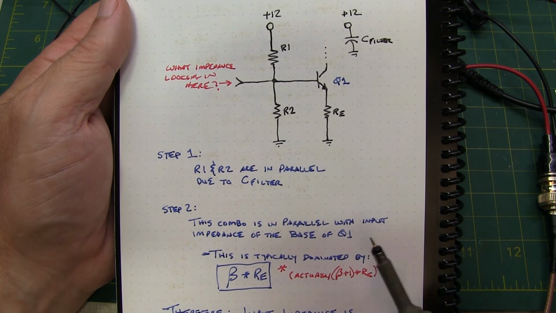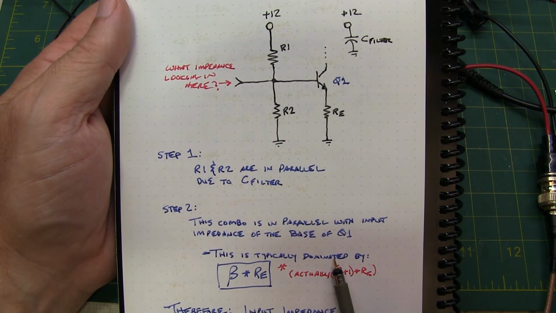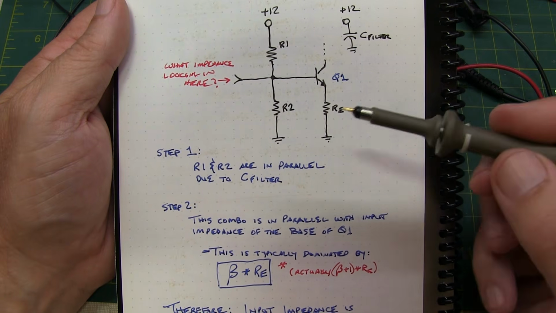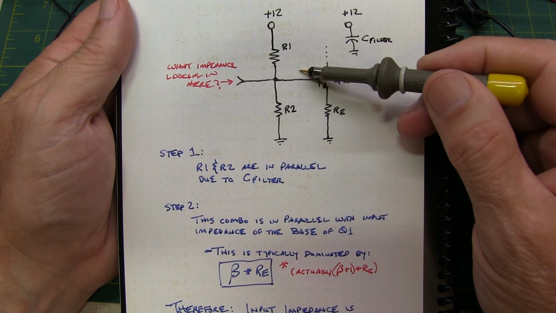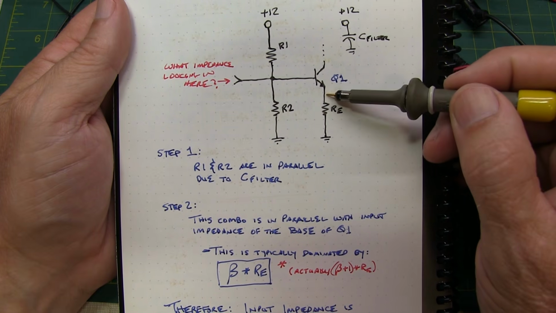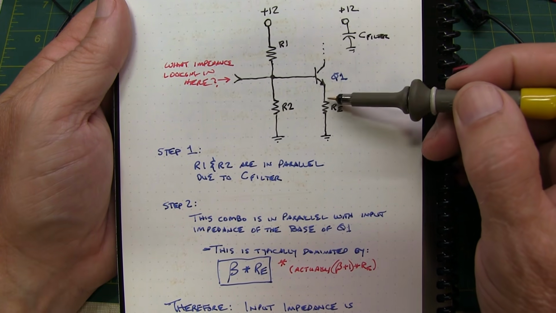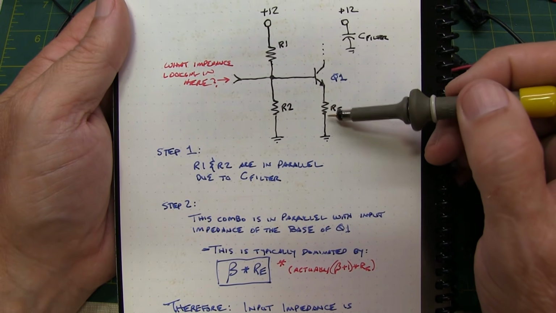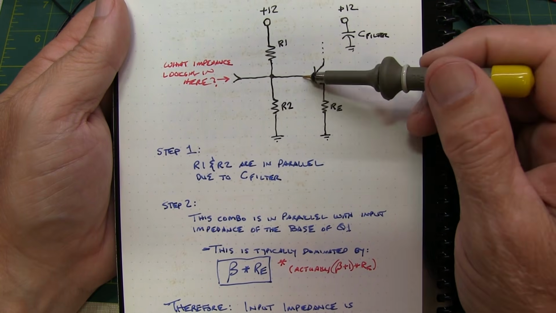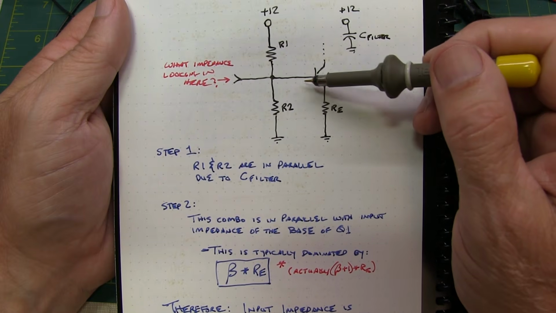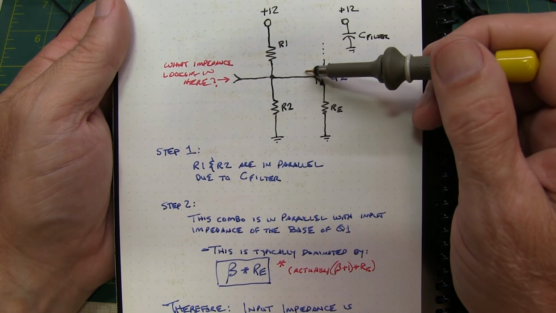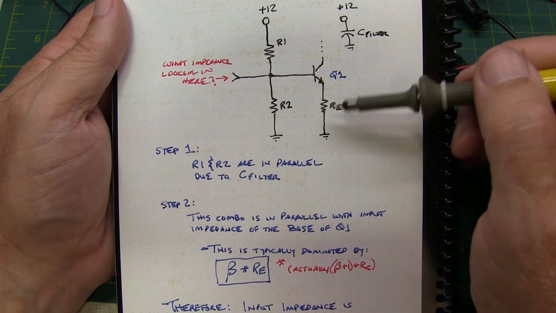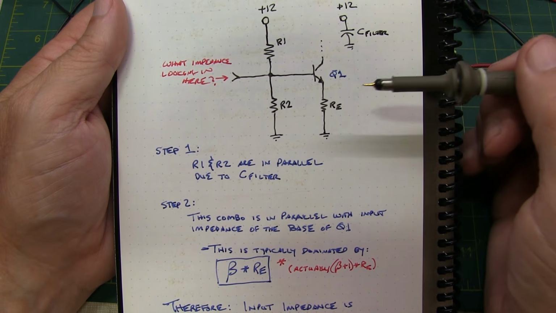So what is that? So this is typically dominated by beta times RE. And the reason for that is, if we think about what happens with current, let's say this voltage rises by a small amount. Obviously the voltage here is going to rise by that same small amount, and the current here is going to also then increase. But the current that's flowing here is 100 times, or beta times, the current flowing here. So from the base standpoint, the current change as a result of the voltage change is 100 times less, or beta times less. That effectively makes this resistor look beta times larger.